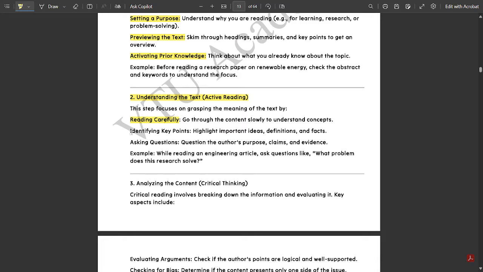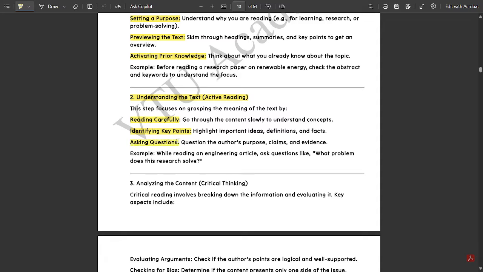Then identifying key points. This is very important. While reading, you would get knowledge about what the key points are. For example, you can take what I am doing right now. I've taken this PDF, and whatever I think the key points are for the particular answer, I highlight it. By understanding the text and active reading, I can do this. This is identifying the key points.